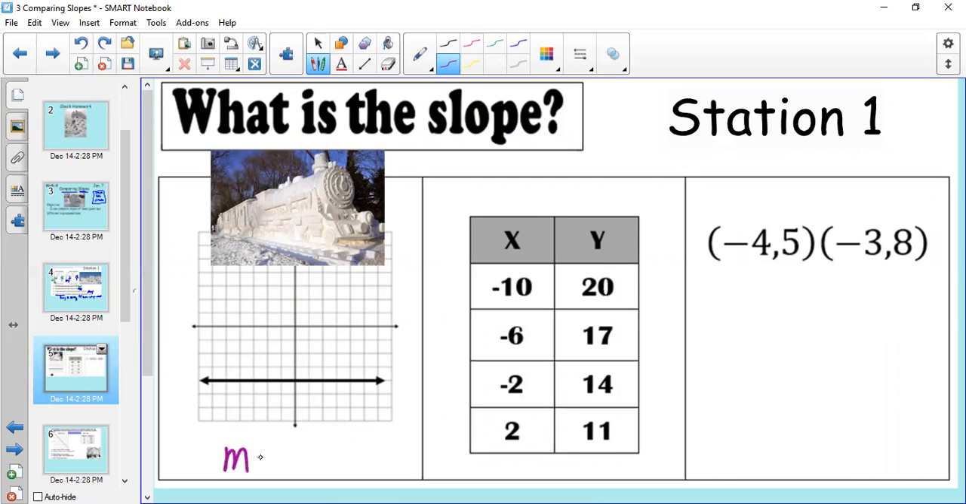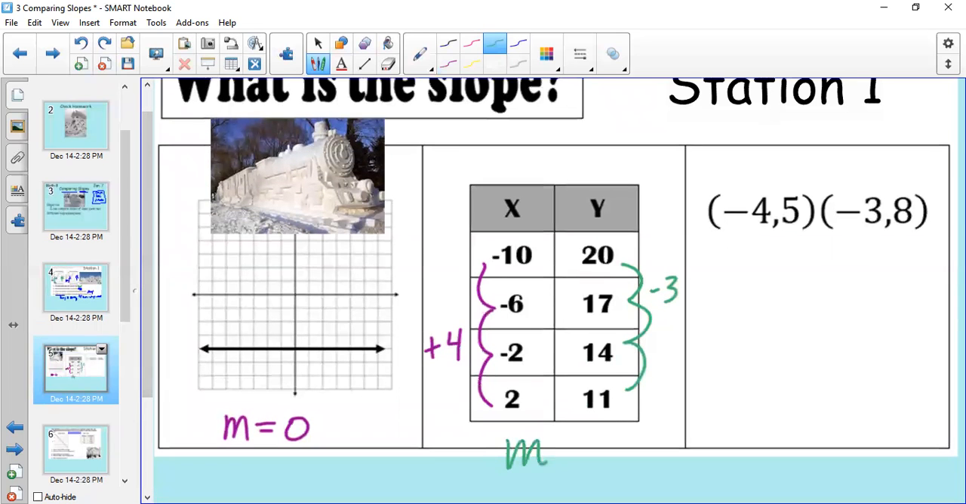When that goes straight across the page, that is a slope of 0. When we have a table, remember, we find what the x's were changing by. They were going up by 4. The y's here were going down. They were going down by 3. When we make our fraction, remember, it's y's on top, the change in y over change in x, so -3/4.